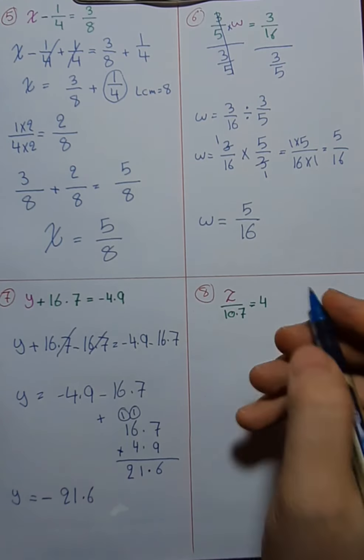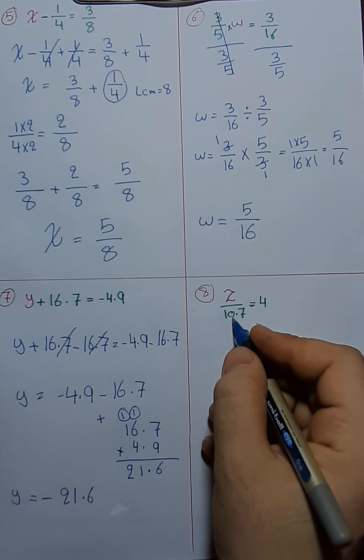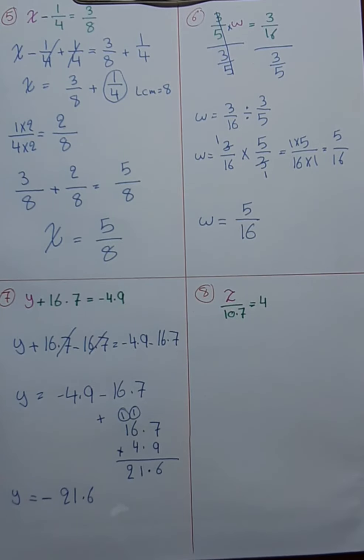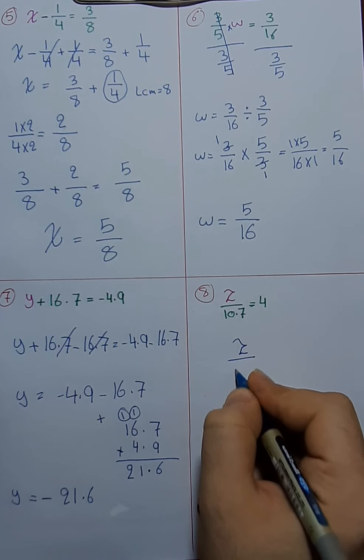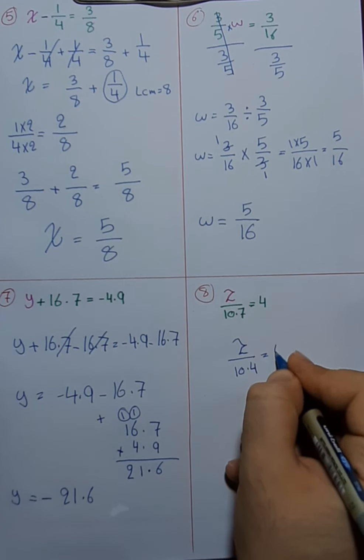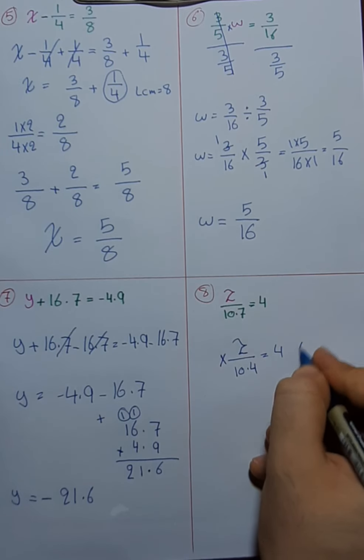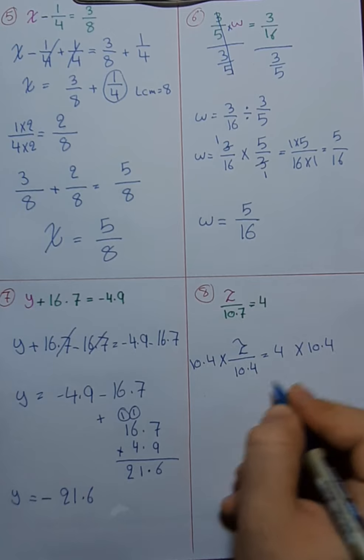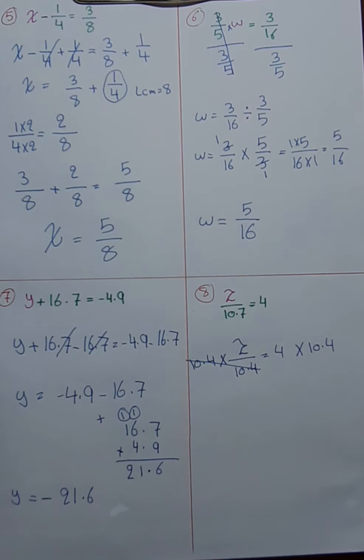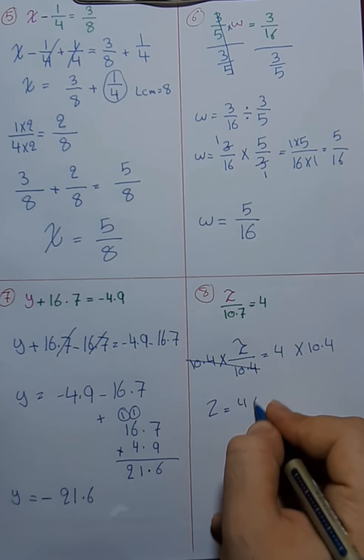Example number 8. We have Z divided by 10.4 equal to 4. When we have divide, you have to multiply. Multiply both sides. Z divided by 10.4 equal to 4. We have to multiply both sides by 10.4. These two numbers are reduced. Z equal to 4 times 10.4.